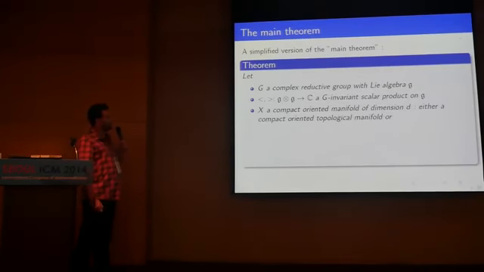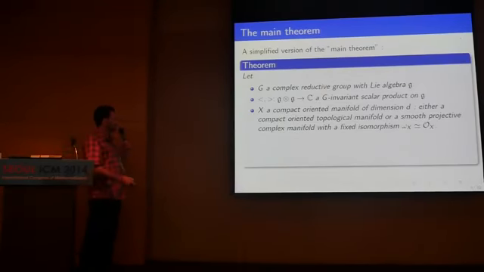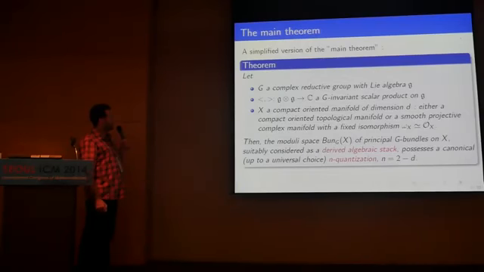So it can mean a compact oriented topological manifold, and oriented means oriented in the topological setting. Or it can be a smooth projective complex manifold with an orientation in the sense of holomorphic orientation, so a fixed isomorphism between the canonical sheaf and the trivial sheaf. And the theorem states that the moduli space of G-bundles on X, Bun_G(X), suitably considered as a derived algebraic stack, possesses a canonical n-quantization, and this n depends on the dimension.